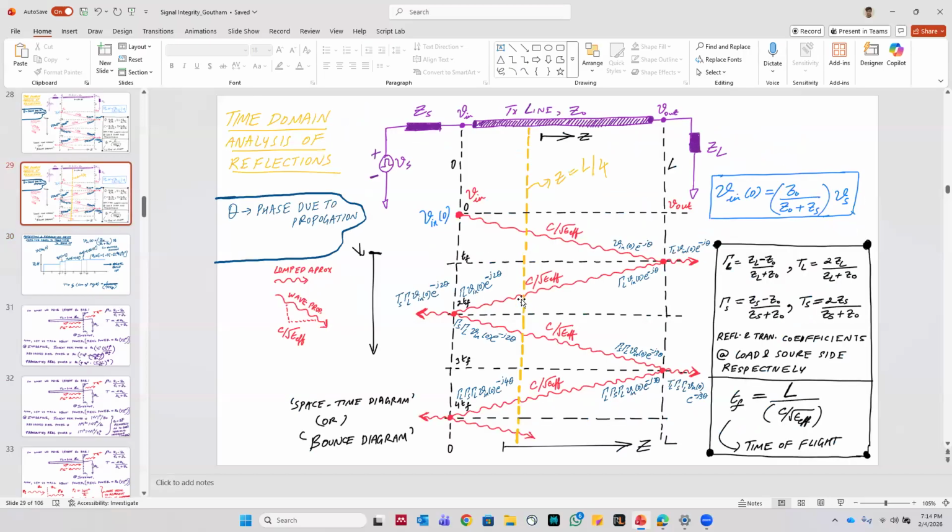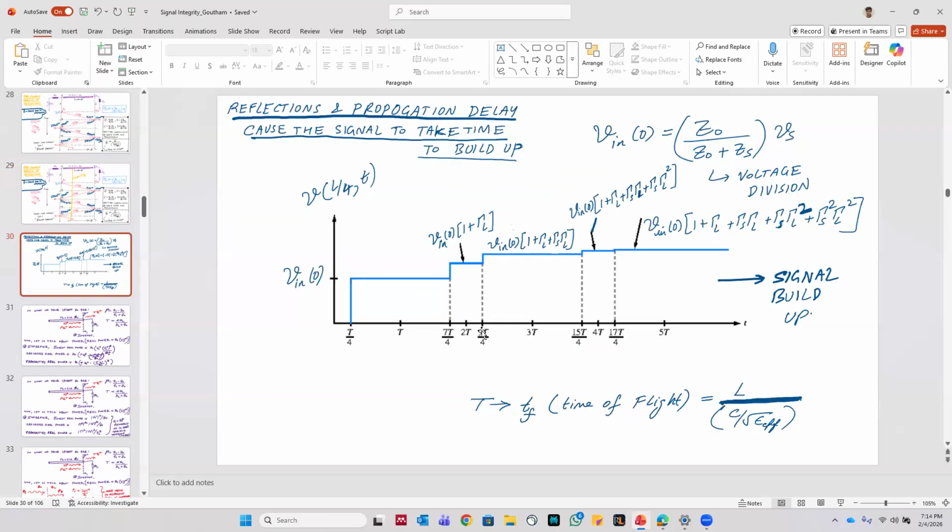Now it's 7T by 4, but the next time the signal changes is when this has to go here and come back. That's 7T by 4 plus 2 times T by 4, so it's 9T by 4. At 9T by 4 you again see the signal increase. But you see that these increases are getting smaller and smaller, because every time only a certain portion is being reflected back. So this is settling towards something. This is an infinite series, and every time there's a reflection you're adding more coefficients, but because each coefficient is less than 1, it tends towards 0. If you add all the coefficients, you'll see that this signal finally settles somewhere.